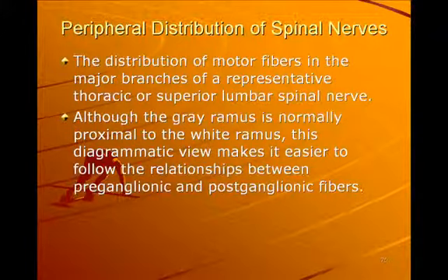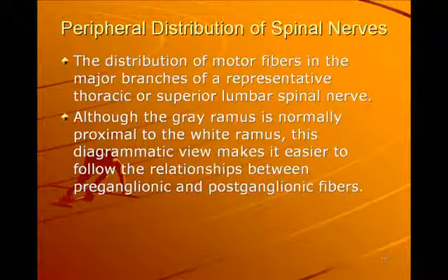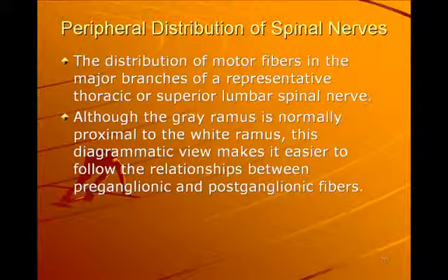So the distribution of motor fibers in the major branches is representative in the thoracic and/or the superior lumbar spinal nerve. Although the gray ramus is normally proximal to the white ramus, the diagrammatic view that you've seen earlier makes it easy to follow the relationship between the preganglionic and the postganglionic fibers.